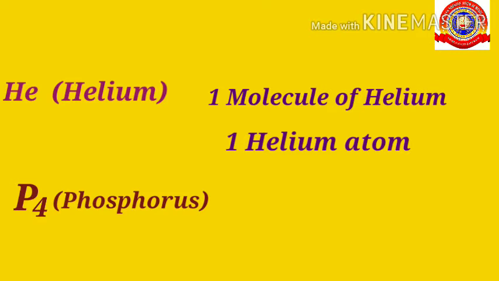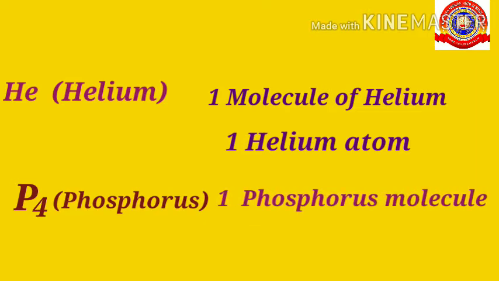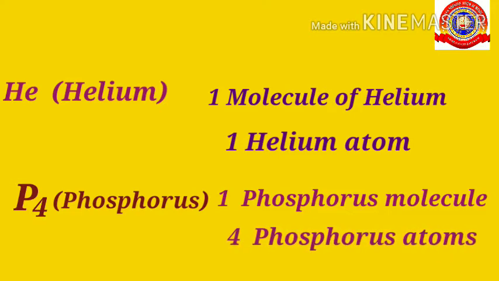And about P4, phosphorus. What about P4? How many atoms and molecules are there? Yes, 1 phosphorus molecule and 4 phosphorus atoms are present here.